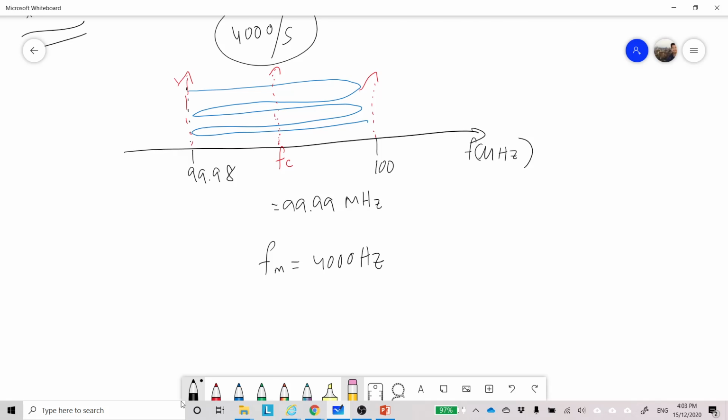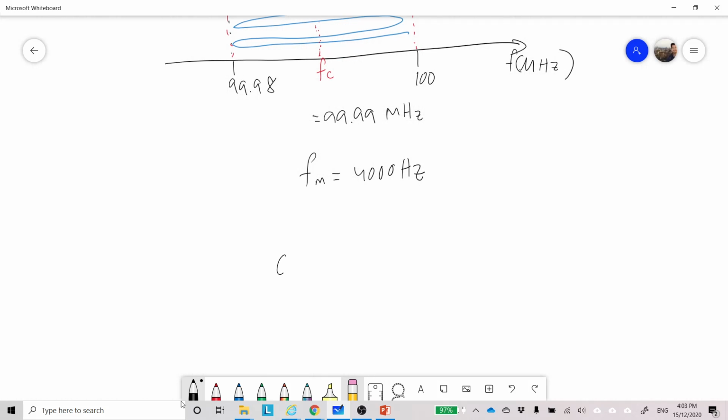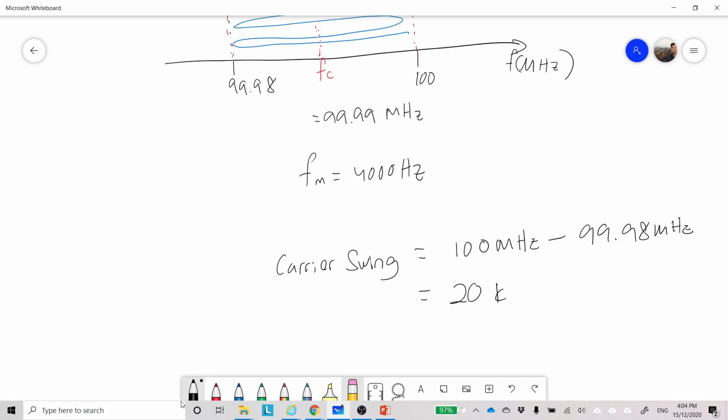Carrier swing is equal to 100 megahertz minus 99.98 megahertz. So in this case you will get 20 kilohertz. Okay, 20 kilohertz. You can try to calculate. 20 kilohertz. And then what?